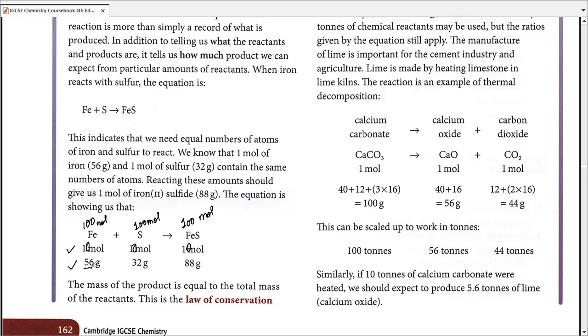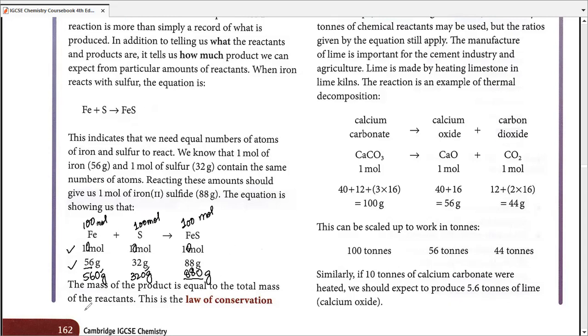This even works for mass. Let's say instead of 56, I take 560 grams of this. Instead of 32, I take 320 grams of this. So instead of 88, how many grams will I produce? Don't use the calculator, please. 880. Right, 880. That's a very simple working. I added a 0 over here, a 0 over here, and of course, another 0 over here.